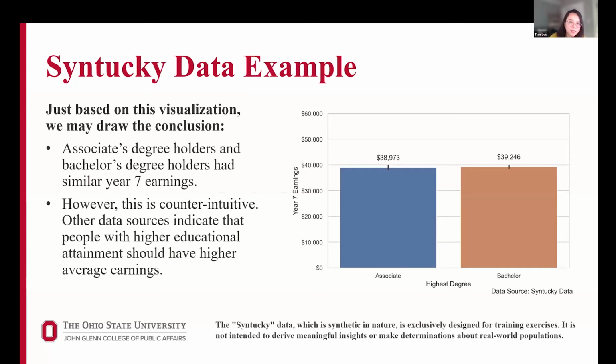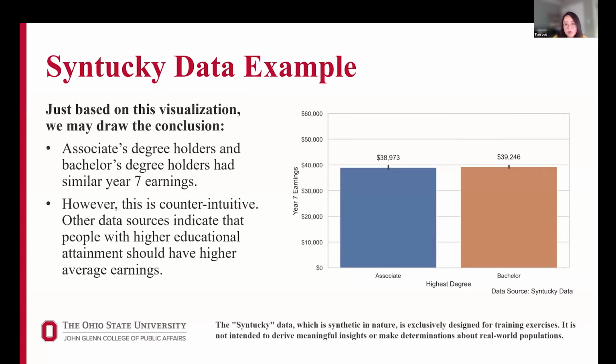So this might be the results you have already seen in the training. So basically, if we just use the data that is not missing for the 2015 cohorts who have a bachelor's degree or an associate's degree, the major conclusion we can really draw from this visualization is that we may think that associate's degree holders and bachelor's degree holders, at least at year 7, have very similar earnings. Or we can just say that they have very similar earnings at the beginning of their career.